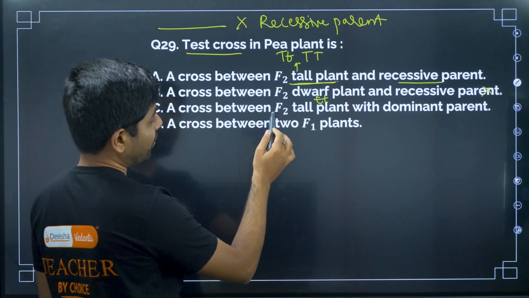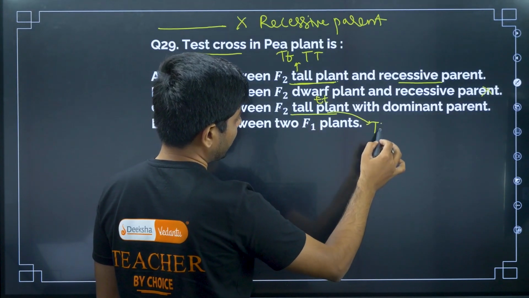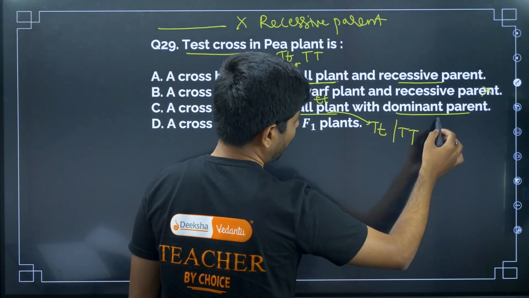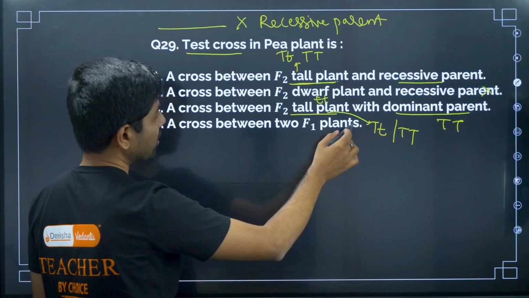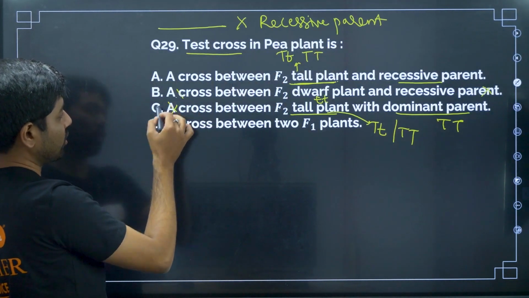Now a cross between F2 tall plants, right? Tall is again we don't know. Therefore it can be this or it can be this, with a dominant parent. Now dominant parent is this and this. When it has to be recessive only, then it's called a test cross. Therefore this is also no, this is also no.